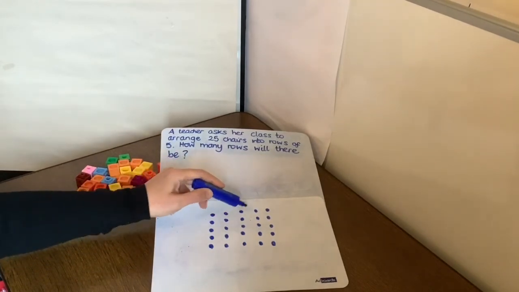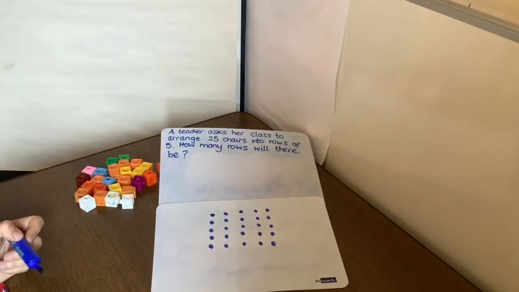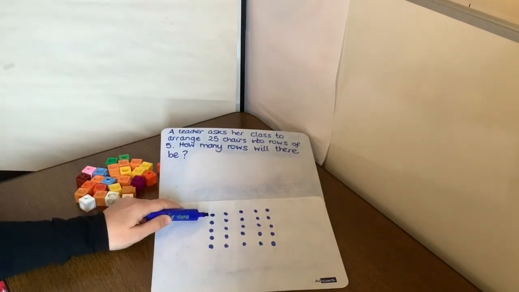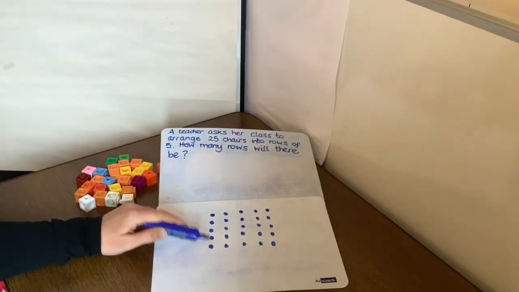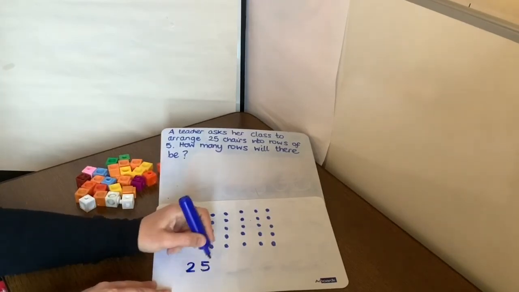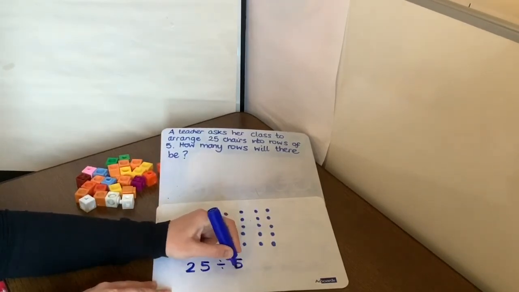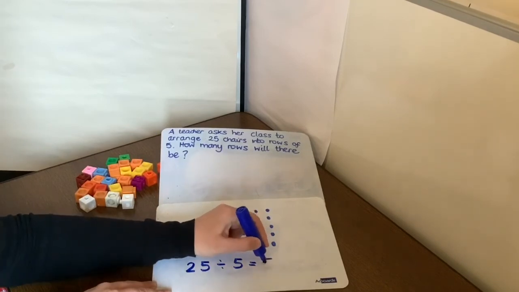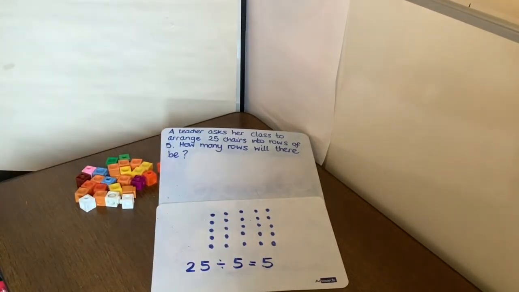So there's 1, 2, 3, 4, 5 in a row. So how many rows will there be altogether? Well, there'll be 1, 2, 3, 4, 5. So we know that 25 divided by 5 equals 5. So there would be 5 rows. So you can use your dot paper to help you with your division as well, because as we said, it's the inverse.